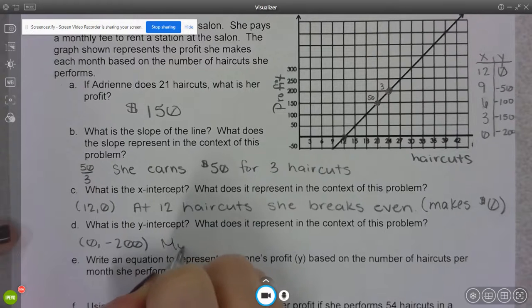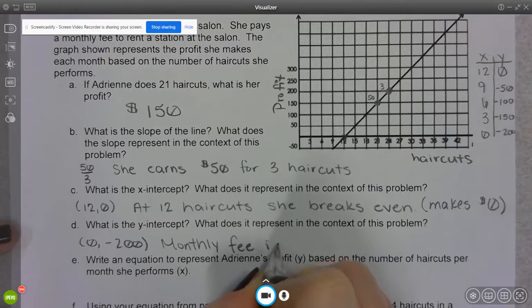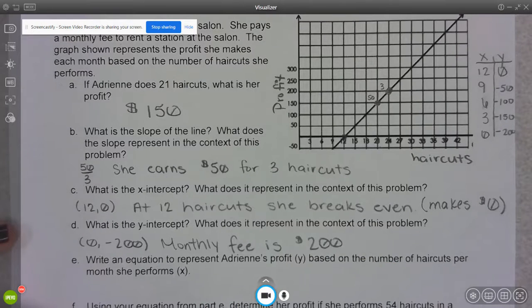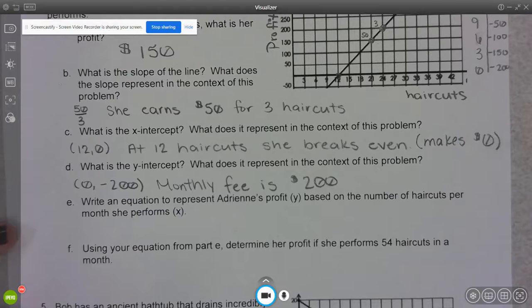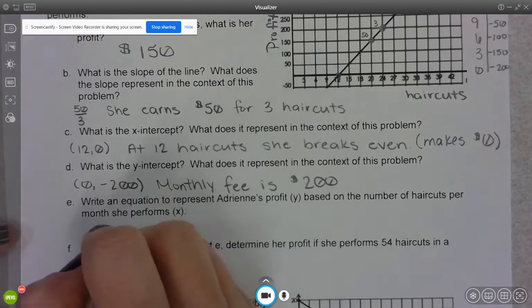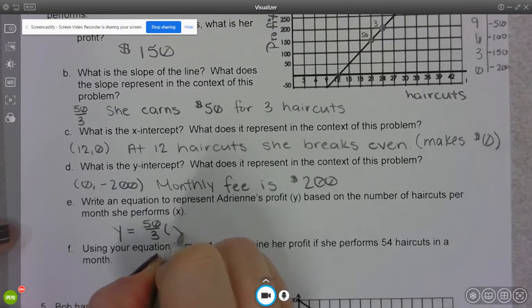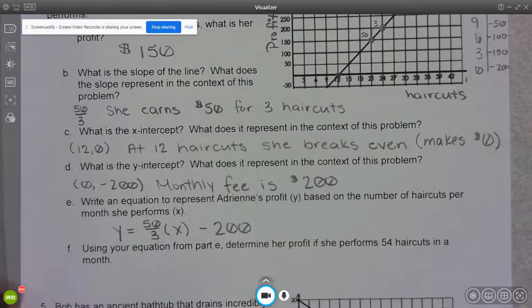So that means her monthly fee is $200. That's how much she pays the salon to work there and rent her station. So our equation would be 50 thirds x minus 200.